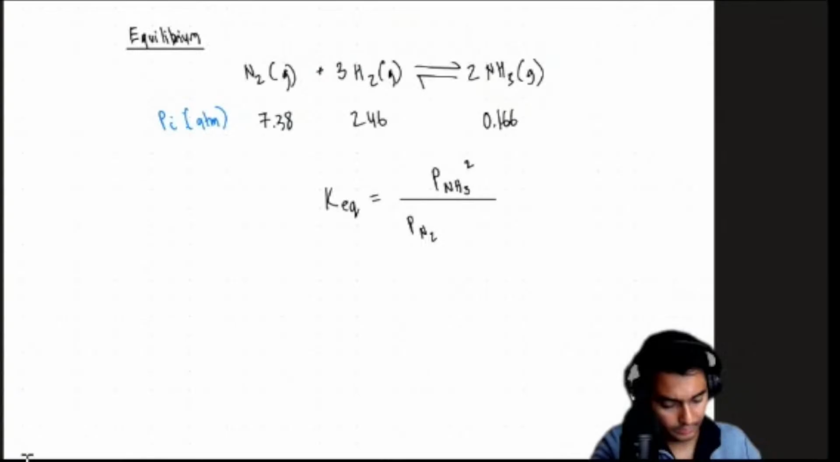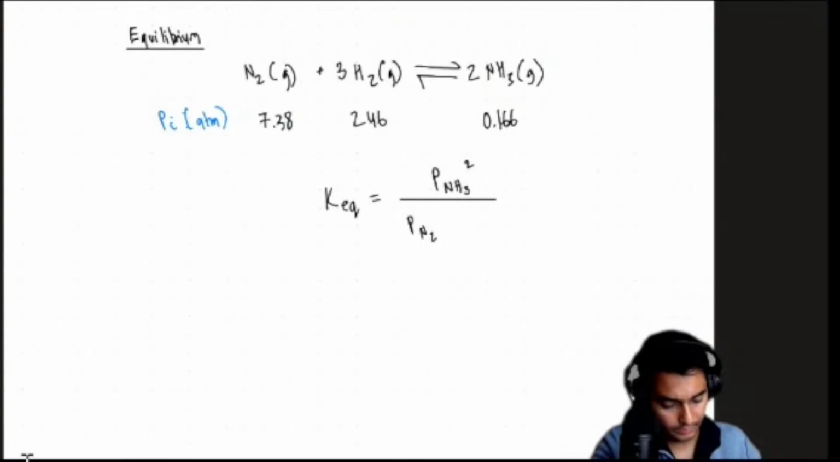But guess what? We already have 3 of these quantities. We already have the partial pressure of NH3. We're going to square that. And then we're also going to divide by the partial pressure of N2 and H2 gas. Okay, so that's going to be our first value. What is that, chat? That's going to be 0.166 squared divided by 7.38.